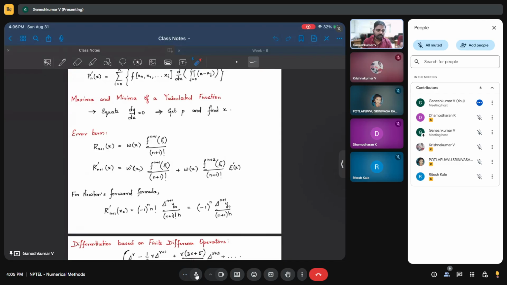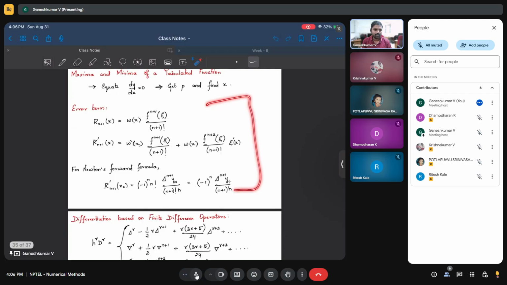So now you differentiate it further. The second order derivative at that point will tell you whether it is a maxima or minima. At the end of the day, you can use this numerical differentiation technique to find maxima and minima of a function. And the error term also you can differentiate, to find the error in dy by dx or any derivatives.